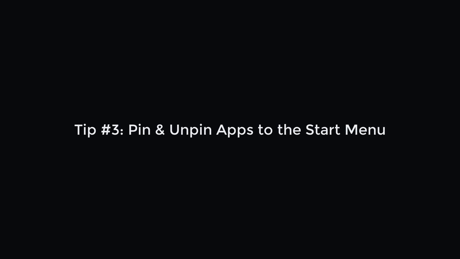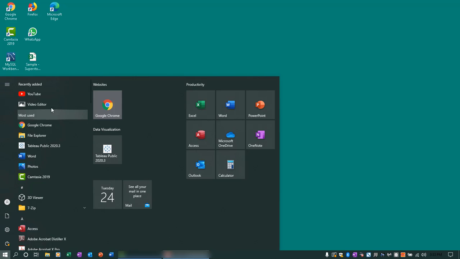Number 3. Pin and unpin apps to the Start menu. To pin an app to the Start menu, just simply select it from the apps list and right-click it, then select Pin to Start. The app is now pinned to the Start menu as a tile. To unpin the tile from the Start menu, simply right-click it and then click Unpin from Start. The tile is then removed from the Start menu.